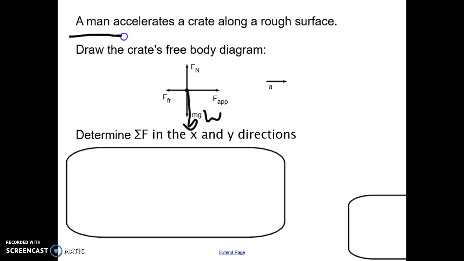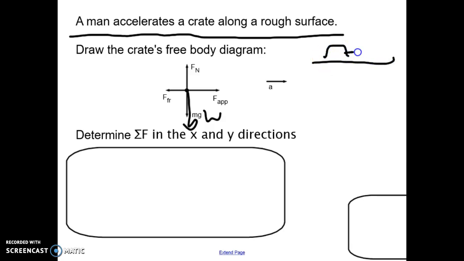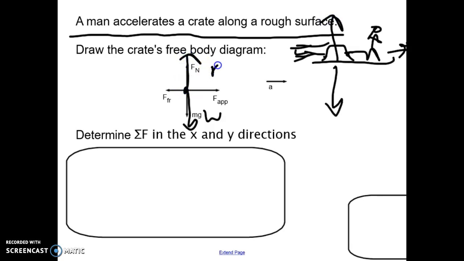If we looked at this, this was the man accelerating the crate along the rough surface right there, because the weight pushes down on the ground. If we draw a picture of him real fast, I know it's hard because I'm not the best stylus artist, and he's pulling this cart along the ground right there, and it's moving that way because the box pushes down, the table pushes back up right there, and that push back up is going to be called the normal force.